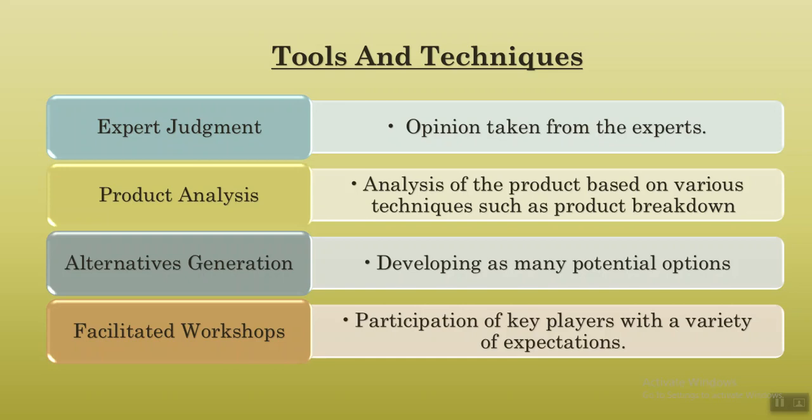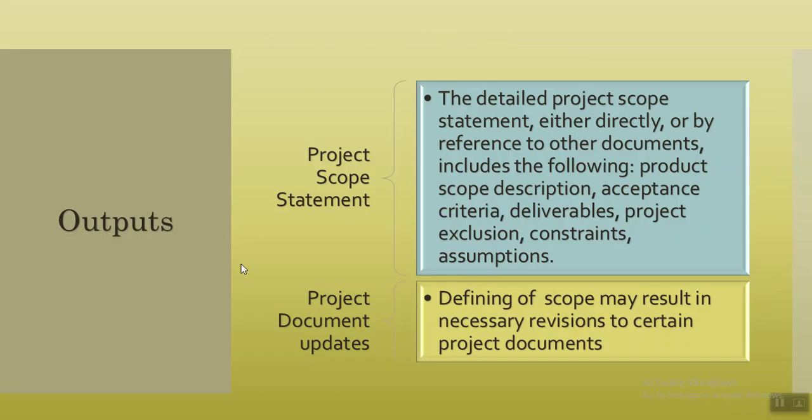Now, what is the output of this process? There are two outputs: project scope statement, project document updates. Project scope statement is the detailed scope of the project, either directly or by reference to other documents. It includes the following: project scope description, acceptance criteria, deliverables, project exclusions, constraints, and assumptions. Project document updates means that when we define a scope, it may result in necessary revisions to certain other project documents.